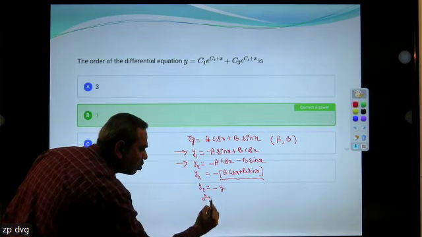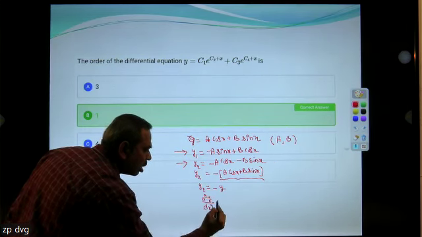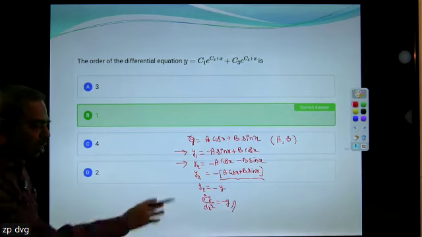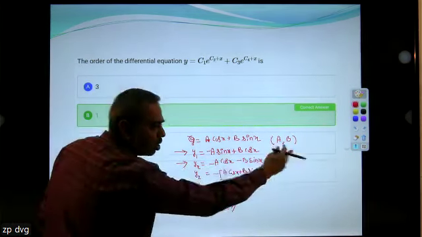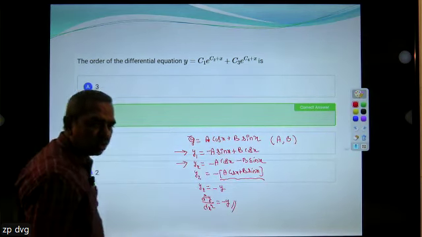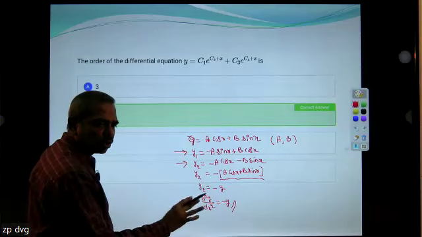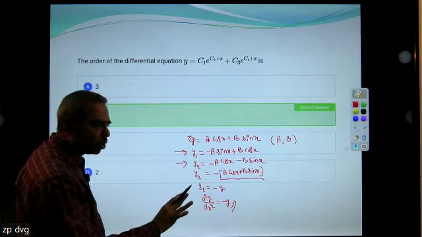Now what is Y2 called? It is d square y by dx square, and it is equal to minus y. So this is called the differential equation. Now tell me in this differential equation, are there any constants there? No. Okay. So this is how to form the differential equation. So formation of differential equation you are known.